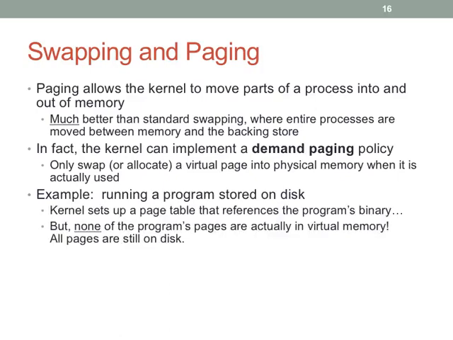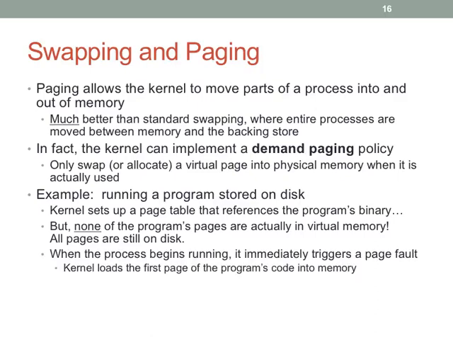Okay, running a program stored on disk. This is the idea. I set up a page table. I reference the program's binary. Okay. But you'll notice here that none of the pages are actually in virtual memory. So you could go through the page table structure, and every page table entry would say valid 0, valid 0, valid 0. So we haven't actually consumed any physical frames for running this program until it starts to run.